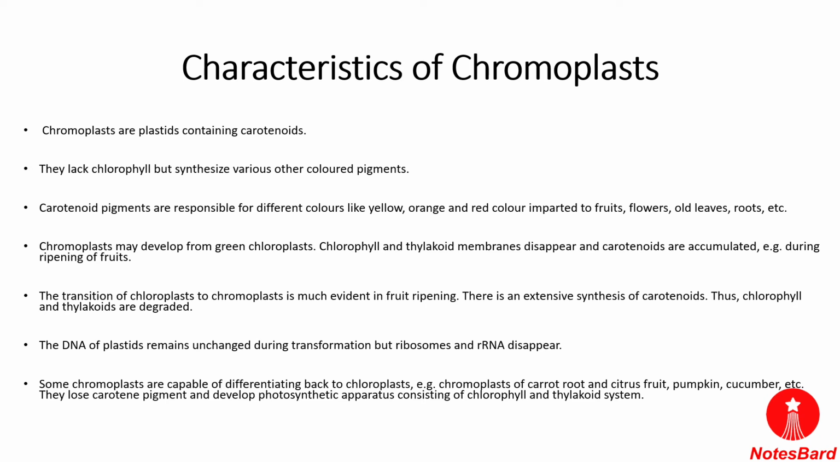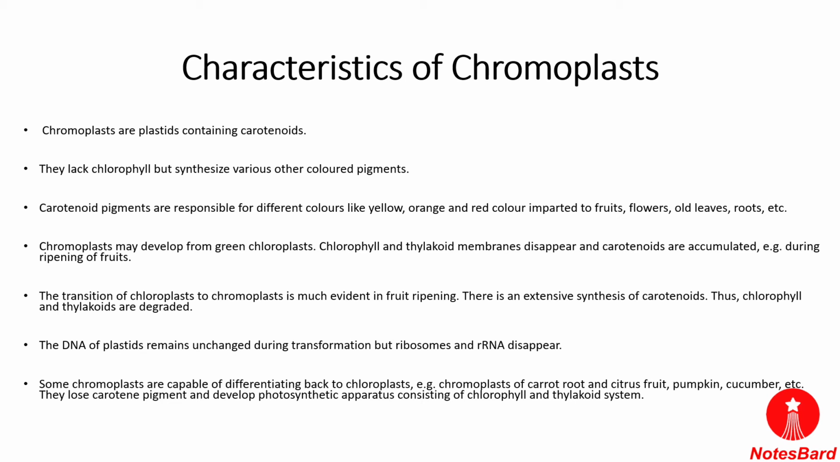Now, carotenoids are further divided into two parts, carotene and xanthophylls. Carotene is orange in color and xanthophylls are yellow in color. So in the very first slide, we have shown that chromoplast has two types of pigments, that is carotene and xanthophylls. Carotene is orange in color and xanthophylls are yellow in color.